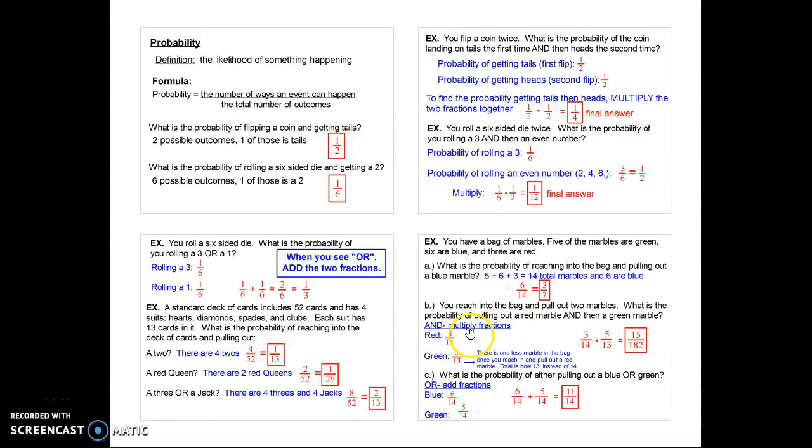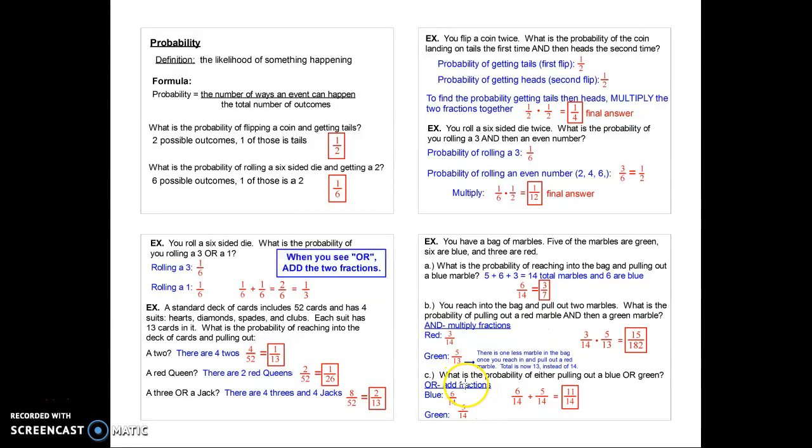Now, because this was an and probability, we are multiplying these two fractions together. Remember, with multiplication and fractions, you just multiply straight across. 3 times 5 is 15. 14 times 13 is 182. This doesn't reduce, so your final answer is 15 over 182. It's an ugly looking fraction. That's fine. Okay? Not all of these probabilities and fractions are going to work out nicely.